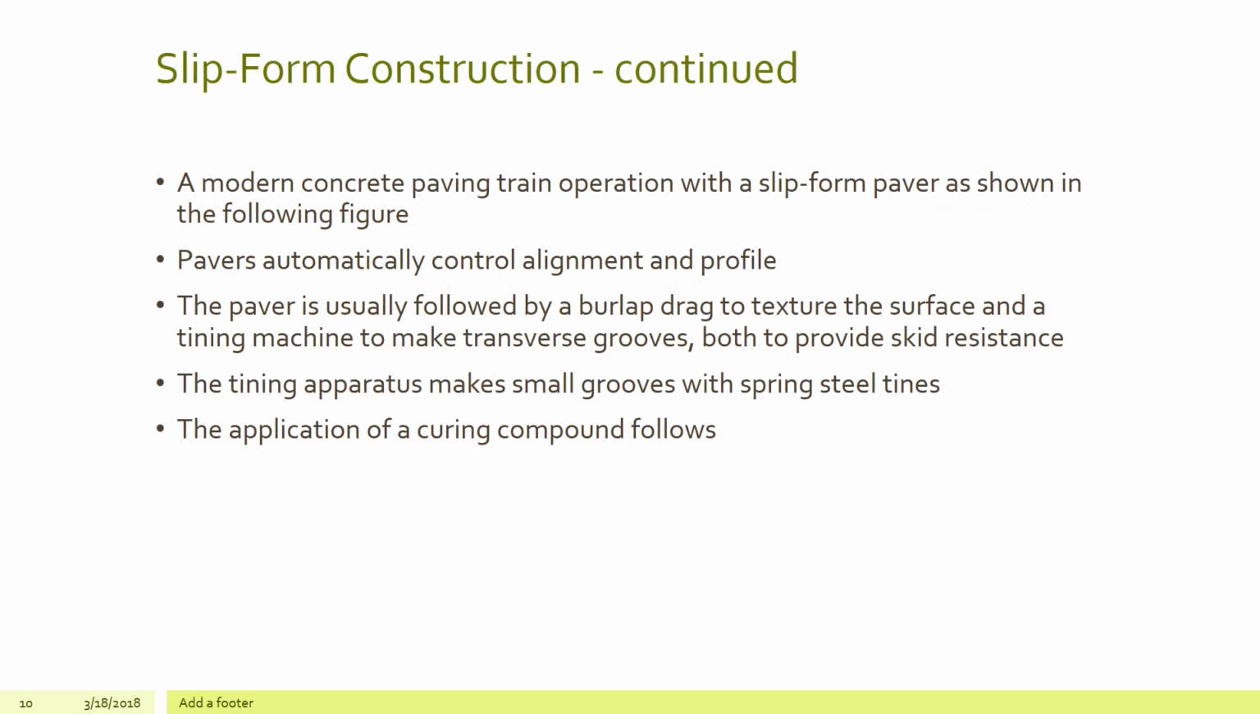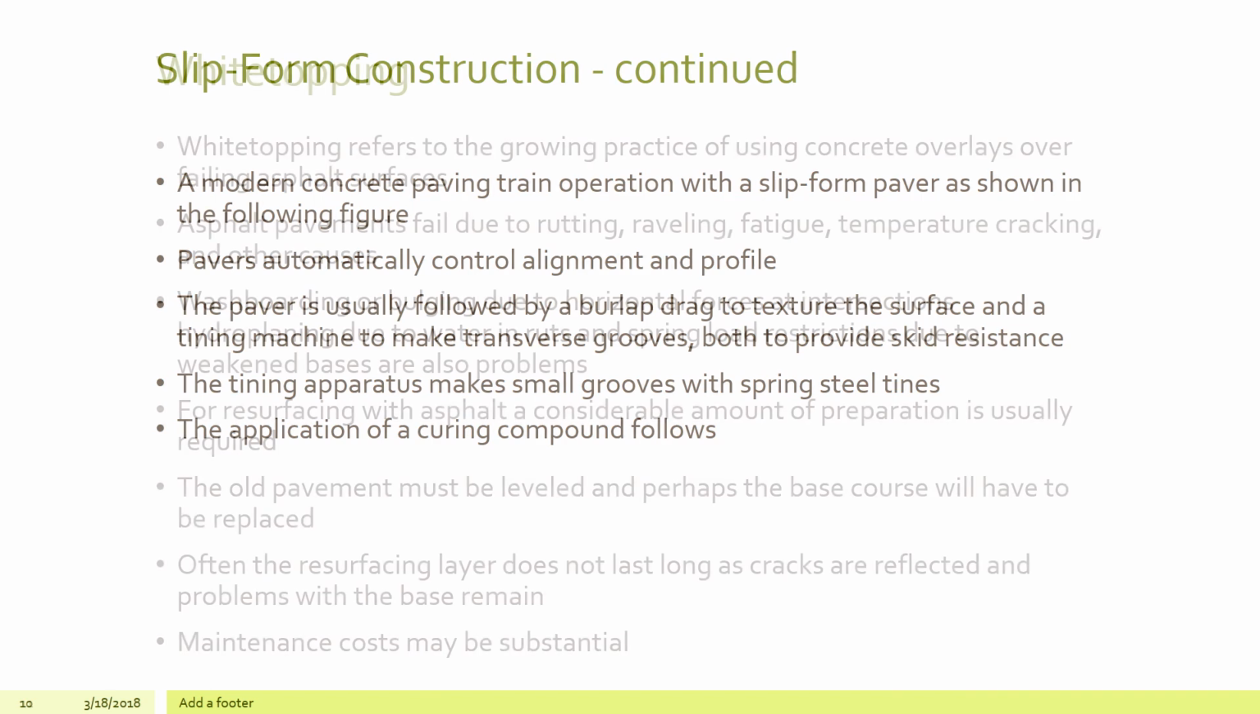Modern concrete paving train operations with a slip form paver are shown in the PowerPoint presentation for this module. Pavers automatically control alignment and profile. The paver is usually followed by a burlap drag to texture the surface and a tining machine to make transverse grooves, both to provide skid resistance. The tining apparatus makes small grooves with spring steel tines. Of course, the application of the curing process can be looked at within the PowerPoint presentation.